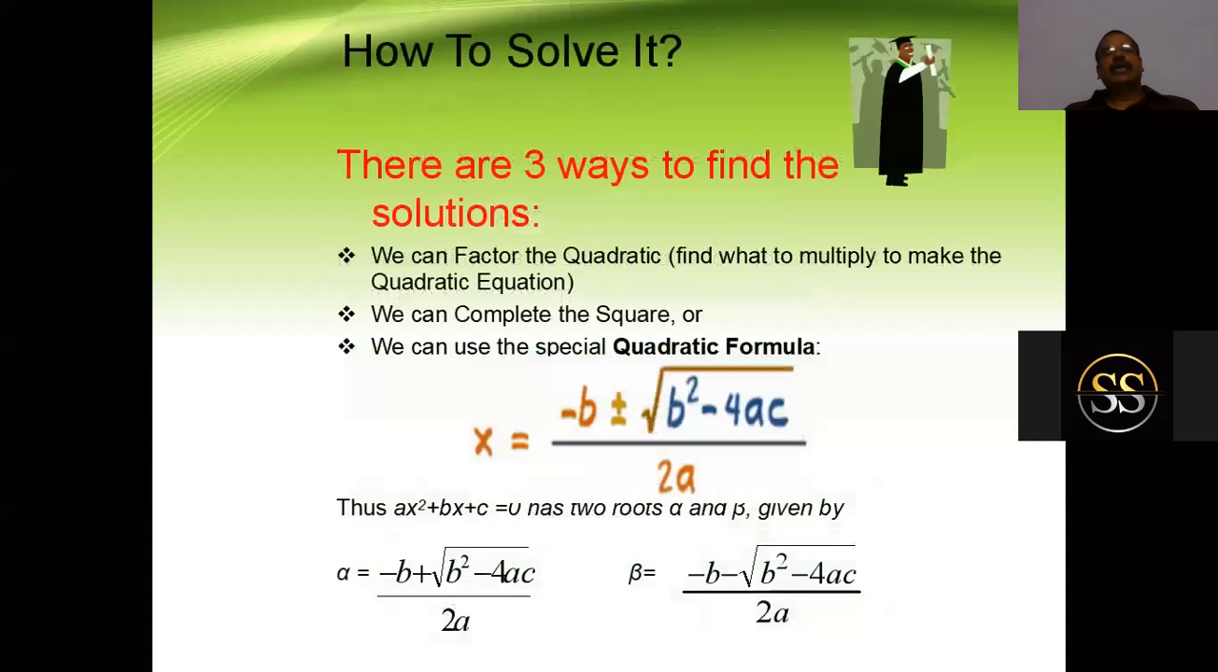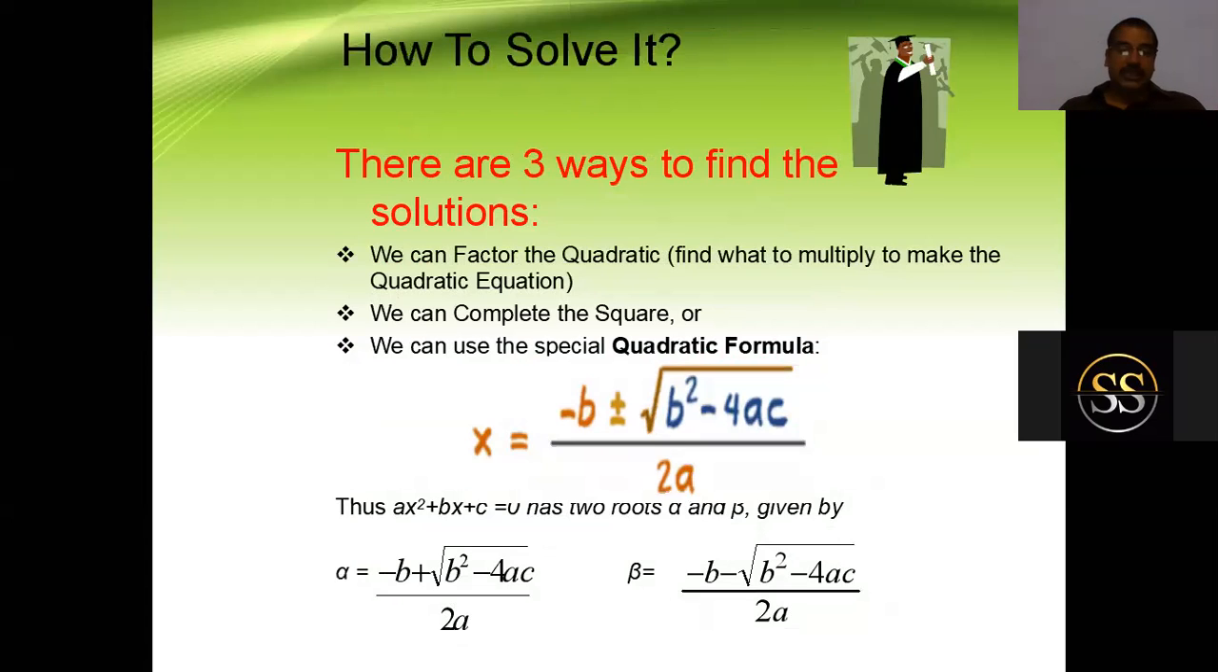How to solve it? There are three ways to find the solutions. We can factor the quadratic, finding what multiplies to make the quadratic equation. We can complete the square, but this year, for you, subtopics are removed in quadratic equations. They removed the completing square method. We have only two methods this year: solving by the factor method and solving by the quadratic formula. The completing square method, which is a difficult method, is removed.